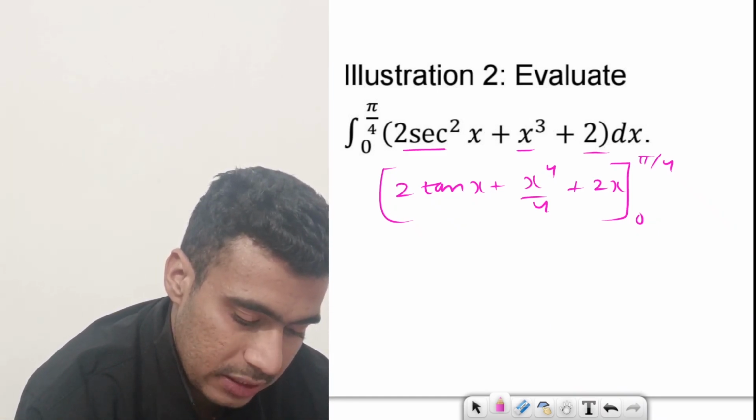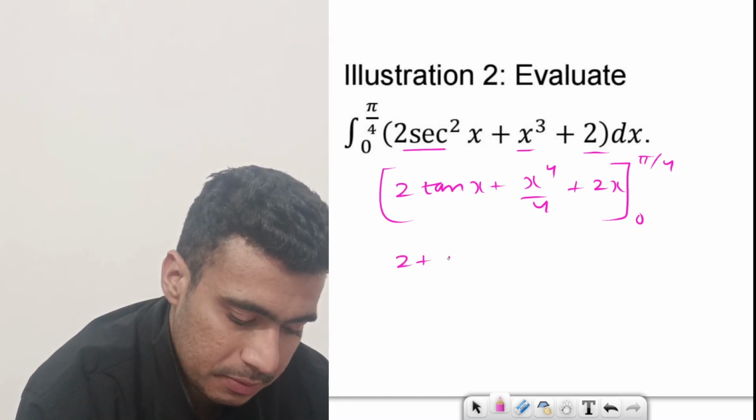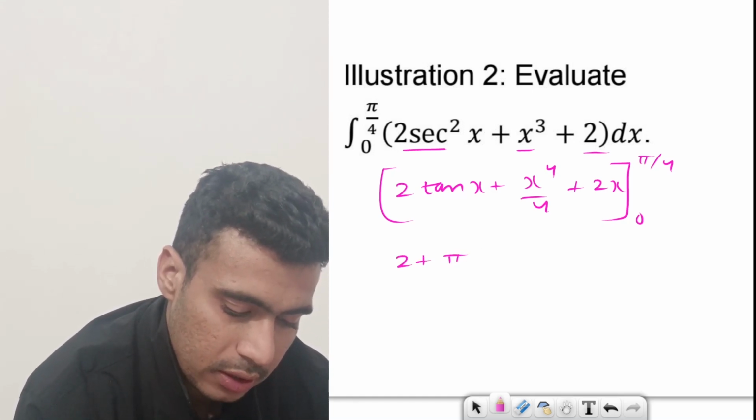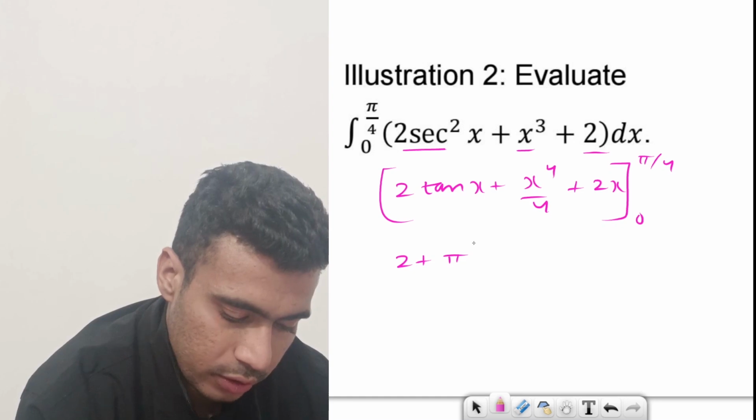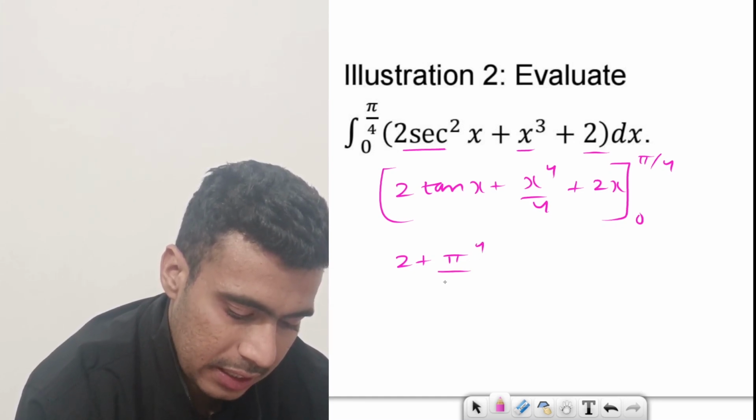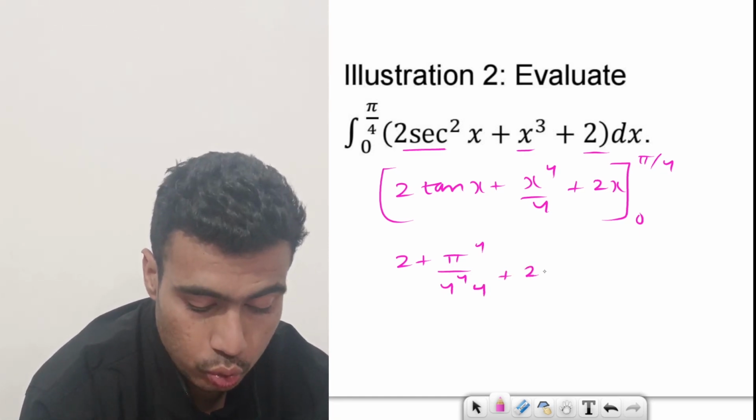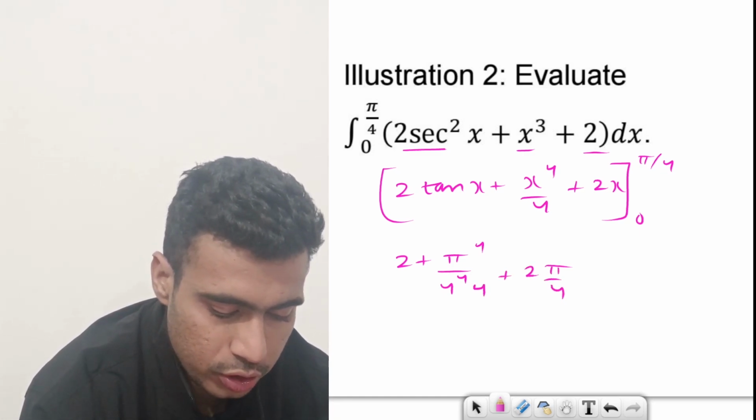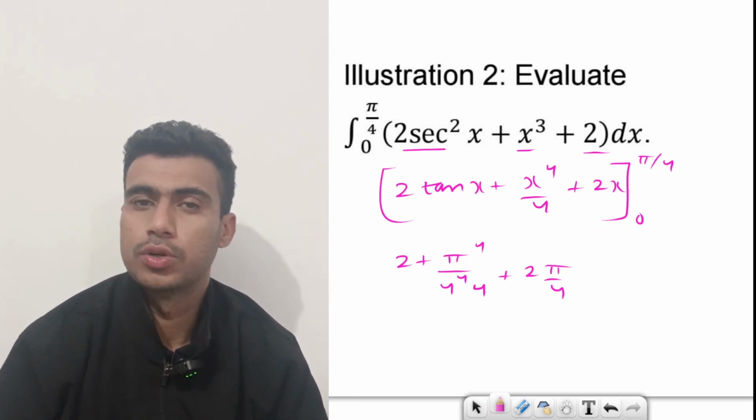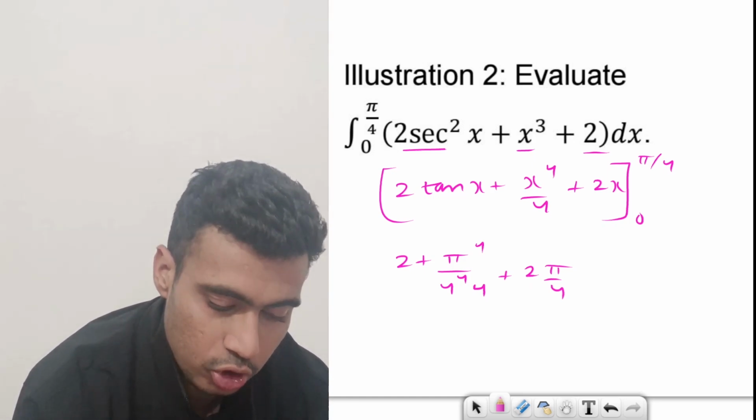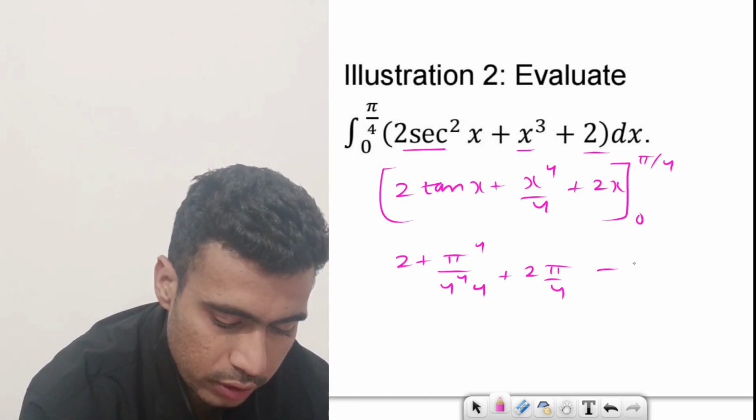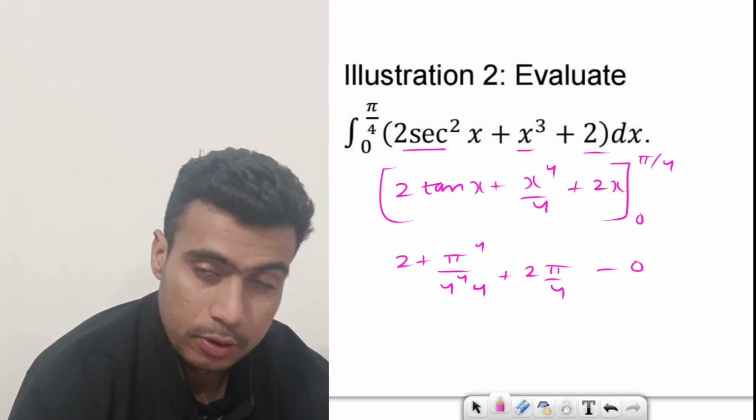सो देखो भाई, जैसे आप π/4 पुट करोगे, you know tan π/4 is 1, so 2 plus π/4 to the power 4. Okay, so I can put pi to the power 4 first, and then I have 4 to the power 4, and 1 4 is already there, plus 2 into π/4. And for 0, tan 0 is also 0, 0 power 4, and this all will be 0. So I am having 0 when I put my lower limit.